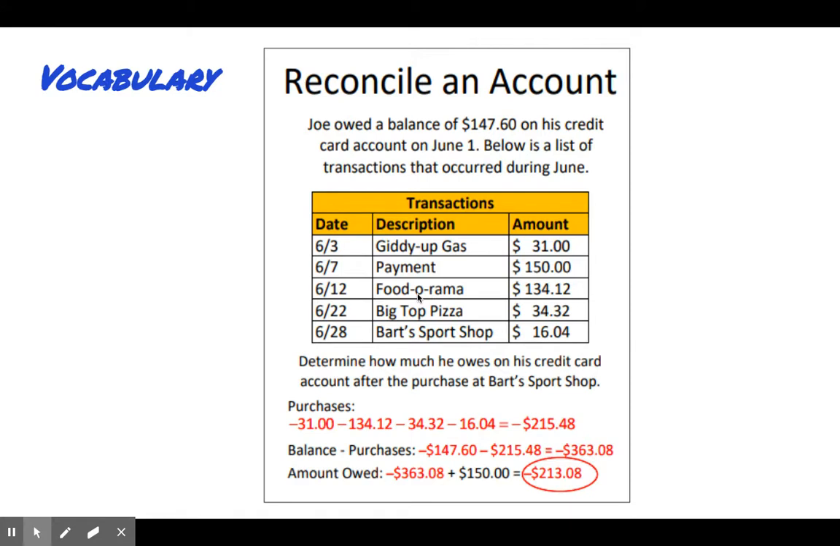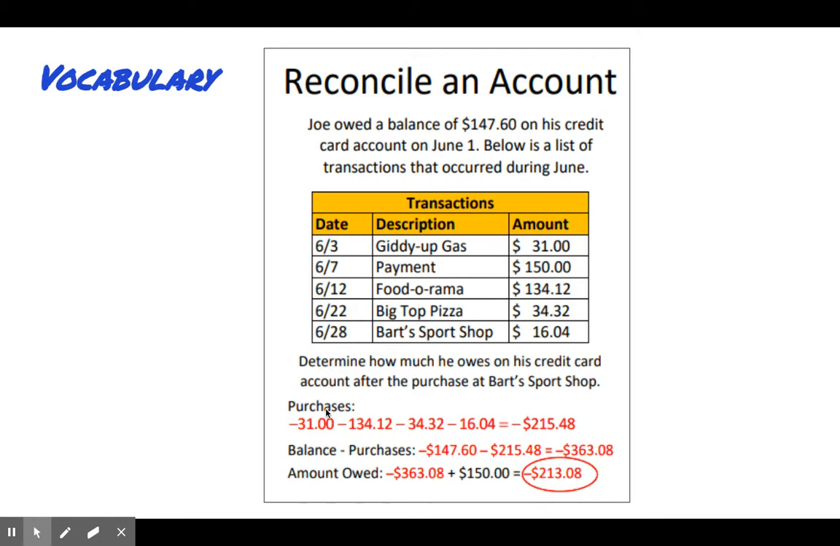So that means he paid money towards his credit card, which was $150. On June 12th was Food-O-Rama. So he got some Food-O-Rama for $134.12. On June 22nd, he got some Big Top Pizza for $34.32. And on June 28th, he went to Bart's Sports Shop and bought something for $16.04. Determine how much money he owes on his credit card account after the purchases at Bart's Sports Shop. So this was his last purchase. So we need to know how much money does he owe.